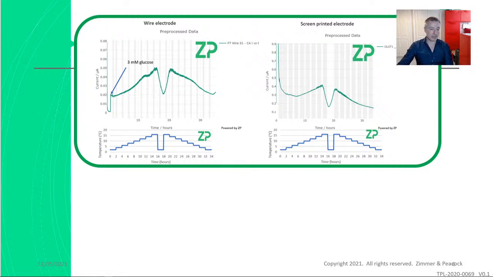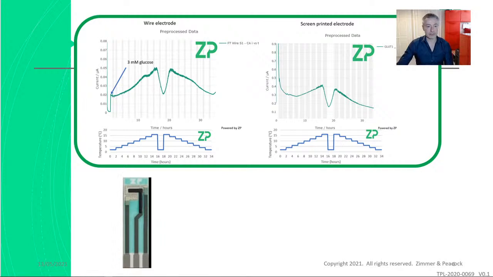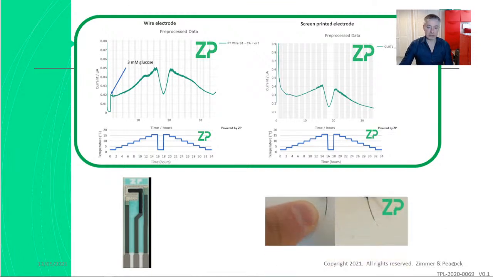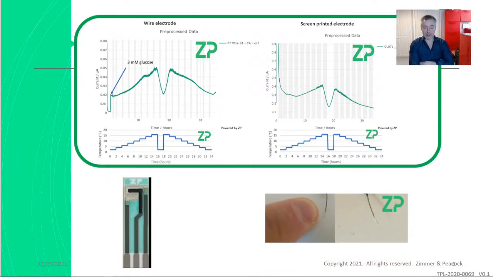Now, what's happening here is that at Zimmer Peacock, we make a lot of different types of glucose sensors, and we put them on our web store. The data here was from what I would call a generation 1 glucose sensor, where the enzyme is immobilized on the electrode. Essentially the enzyme can't get away, so we can use it in continuous operation. And the data on this side is actually made with a wire sensor.